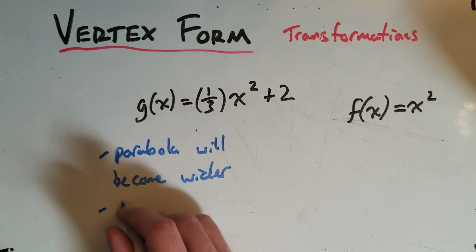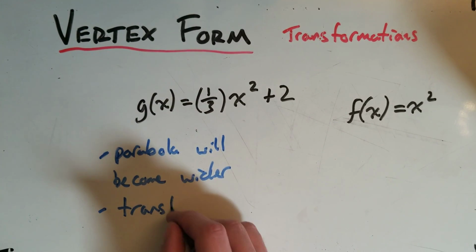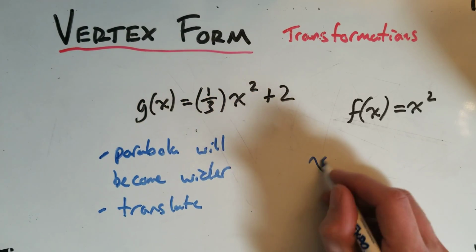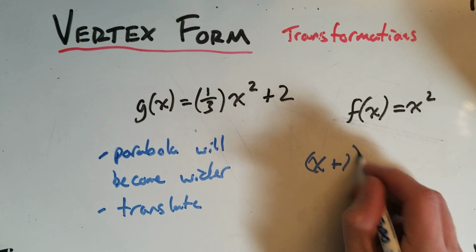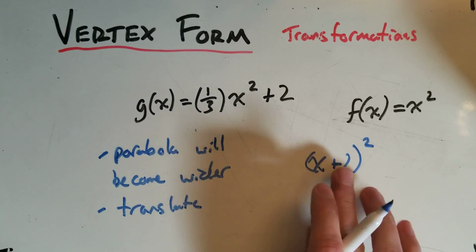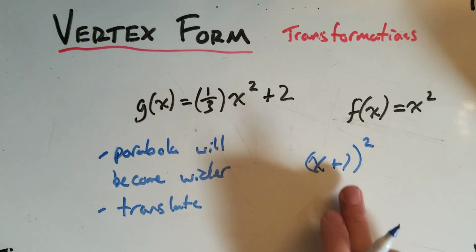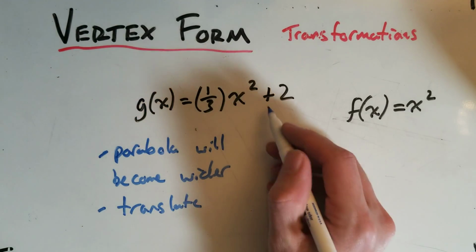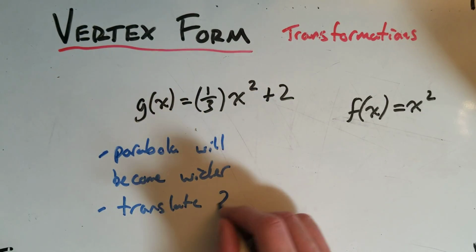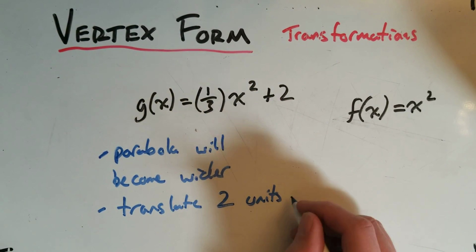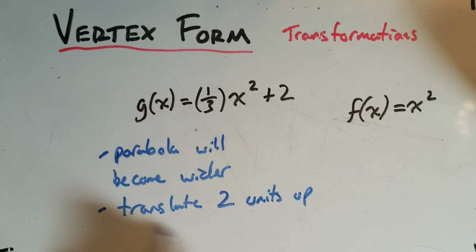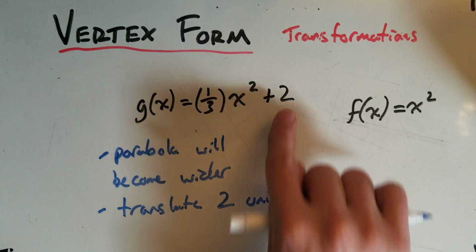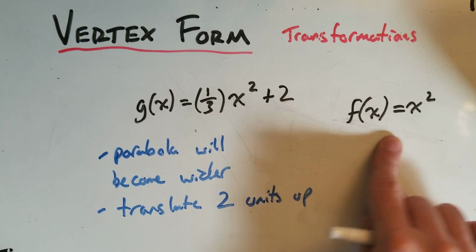And then we're also going to translate. Well, there's nothing being added to x, like it's not x plus 1 squared. There's nothing in there. This represents there being a 0 there. So there's no horizontal translation, but there is a vertical one, so we translate 2 units up. So these will be the transformations taking place. We should have a wider parabola, and we're going to translate 2 units up in comparison to this parent function.